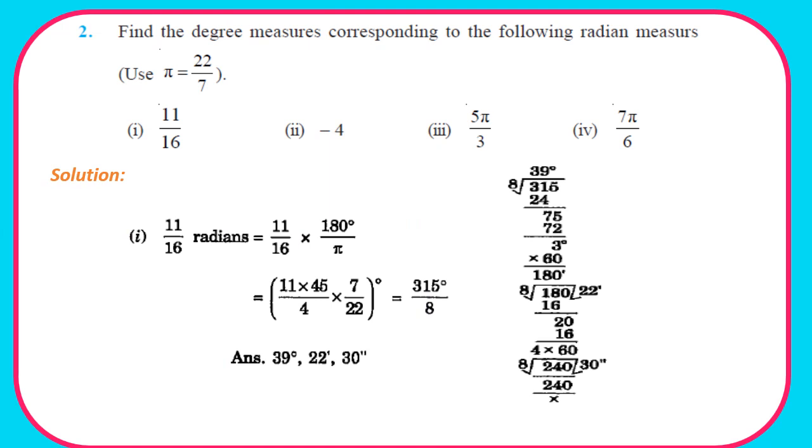Moving to question 2. Find the degree measures corresponding to the following radian measure, and we have to use pi equal to 22/7. So I have solved the first part for you. We have 11 upon 16 radians. Okay, so 11 upon 16 radians. So multiplying this by 180 degree upon pi, because 1 radian equals 180 degree upon pi, we get 315 degree upon 8 by putting the value of pi. Okay, we have to use pi equal to 22/7. So this becomes 315 degree upon 8.